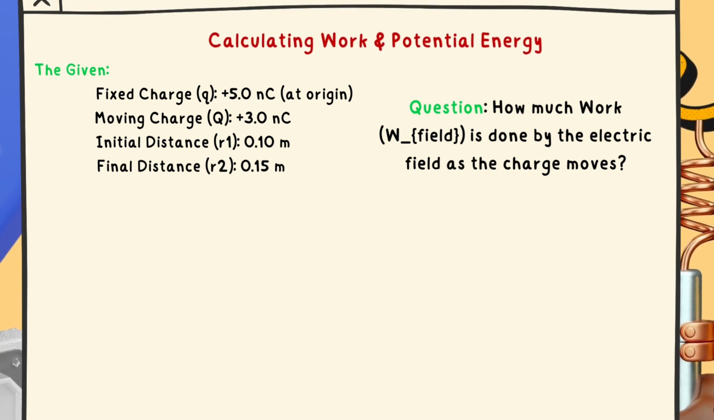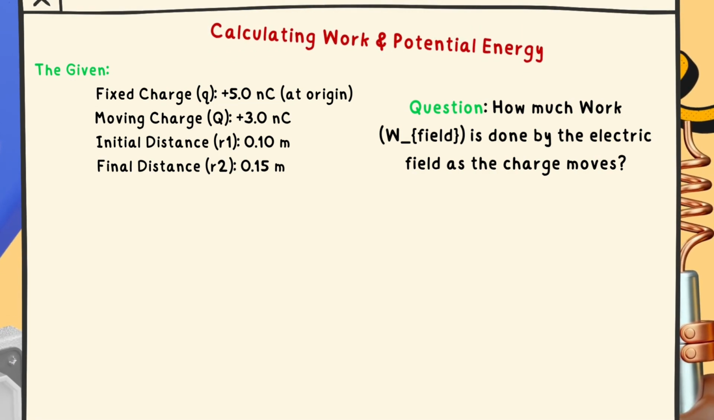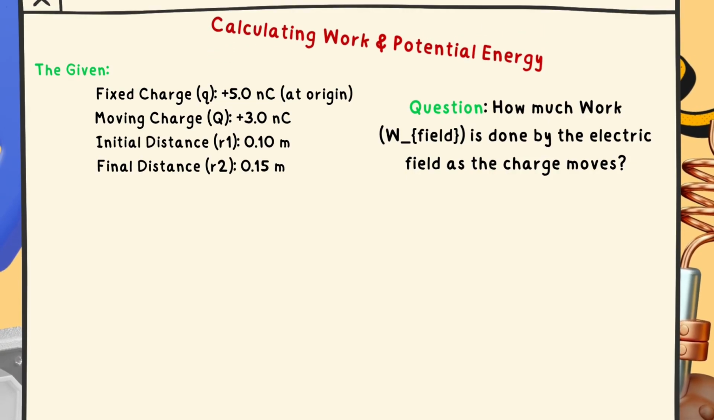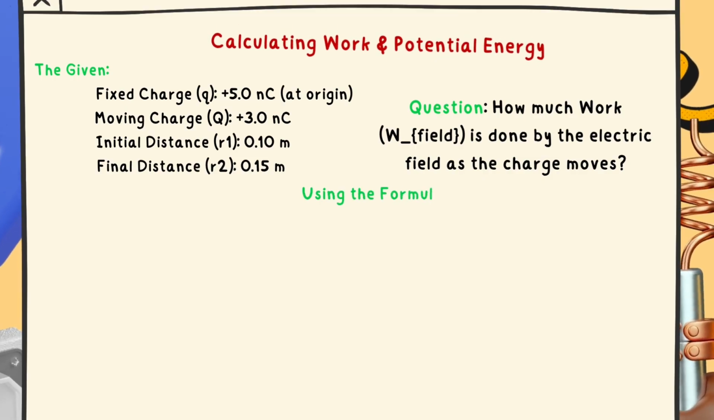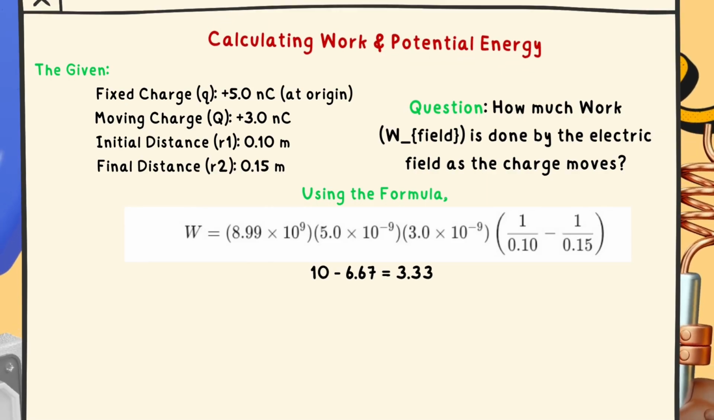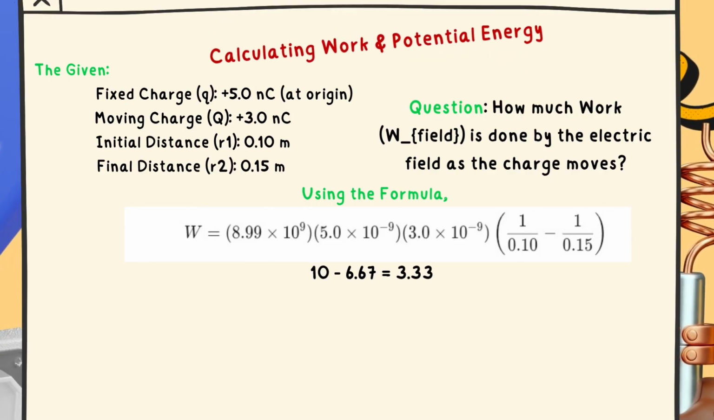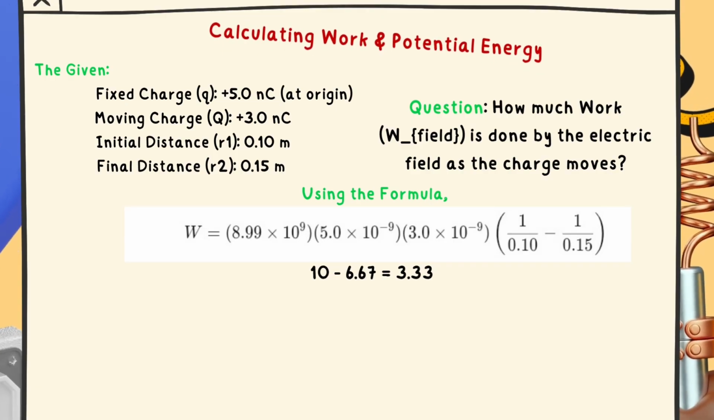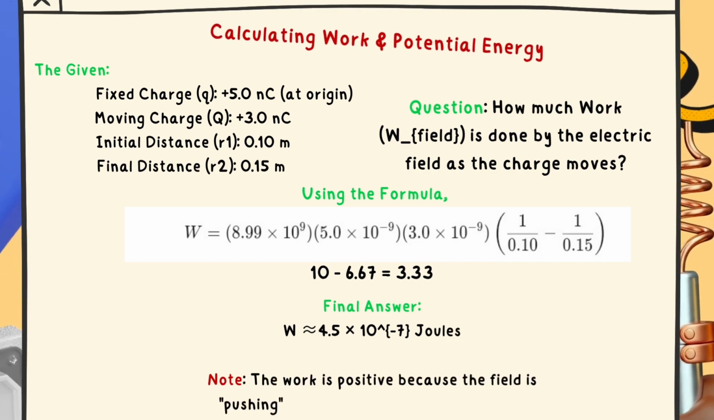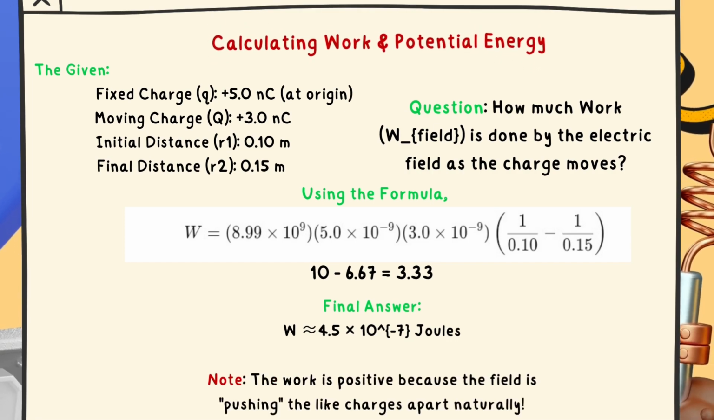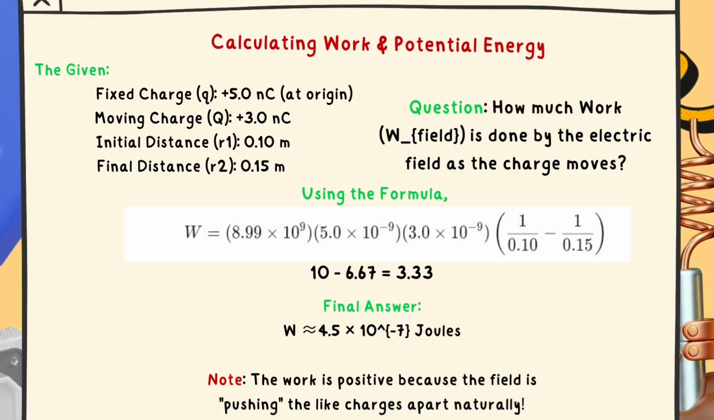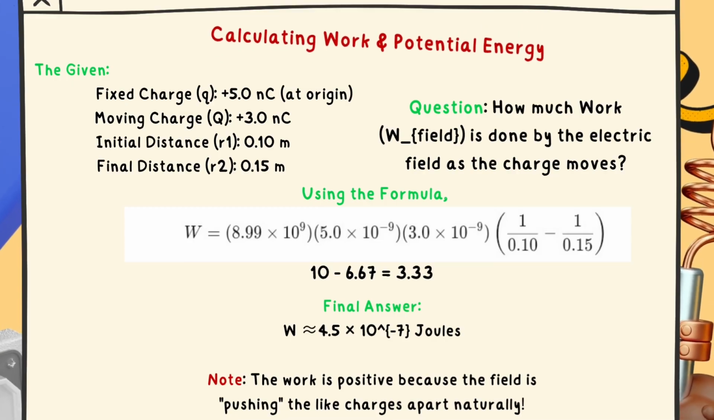First, we convert units. 10 centimeters equals 0.10 meters and 15 centimeters equals 0.15 meters. Using our formula, calculating the bracket gives us 10 minus 6.67 equals 3.33. Multiplying it all out, we get a work of approximately 4.5 times 10 raised to negative 7 joules. Because the work is positive, the charge q gained kinetic energy as it was repelled. Its potential energy decreased by the same amount. It's just like the ball rolling down the hill.